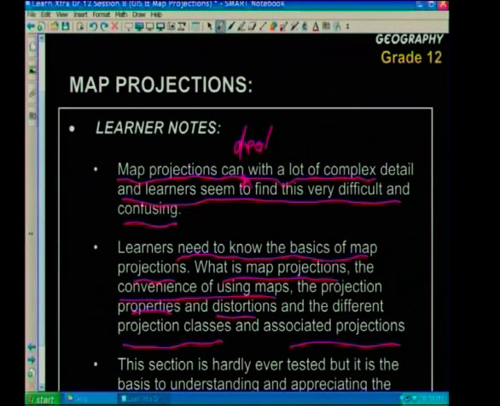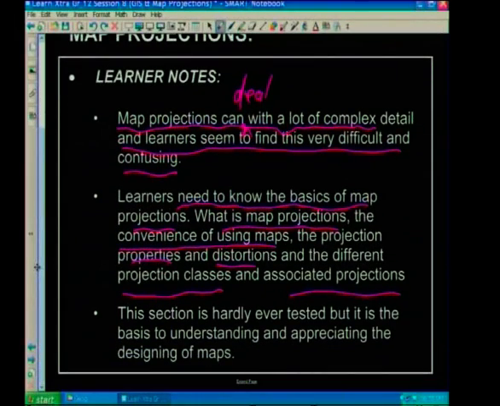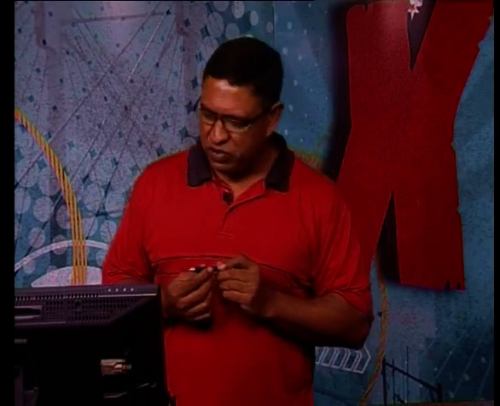In fact, when I'm giving you the questions, many of them are not exam type questions because they haven't hardly been set. I know this section, as I said, is hardly ever tested, but it is the basis to understanding and appreciating the designing of maps. It is not easy to design maps. And these people that design maps are very intelligent people and really have brought out wonders for us.